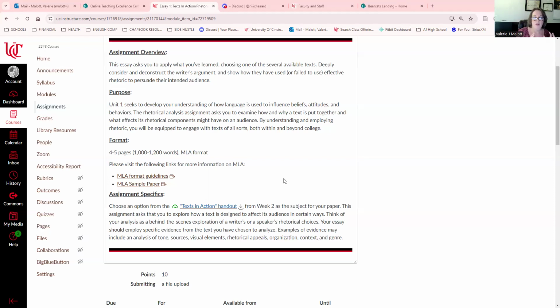We are aiming for 4 to 5 double-spaced pages. That works out to be about 1,000 to 1,200 words. It should be MLA format. If you do not know what MLA format is, there are some links here as far as the guidelines, as well as a sample paper, what it looks like, right? So that's things like 12-point font, 1-inch margins all around, and so on. Again, you can go to these links to read more about it.